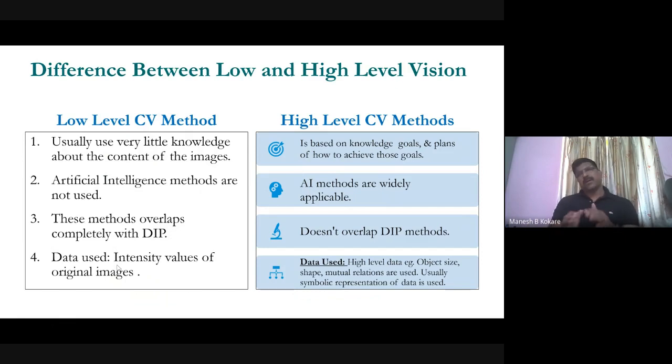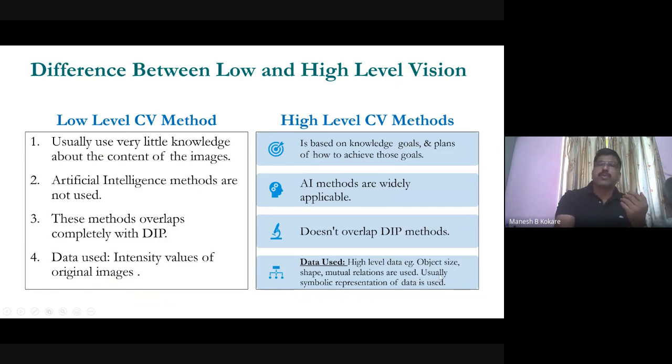Generally, data used in low-level computer vision methods are the intensity values of pixels from the original image. So you are playing with only intensity values of pixels from the original image. Whereas in the case of high-level computer vision methods, what kind of data are you using? You are using high-level data like object size, shape, or mutual relations, which are used by way of a graphical technique.